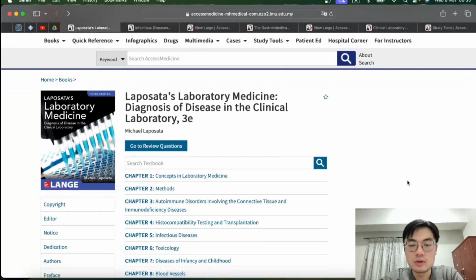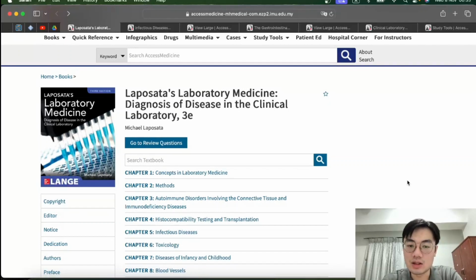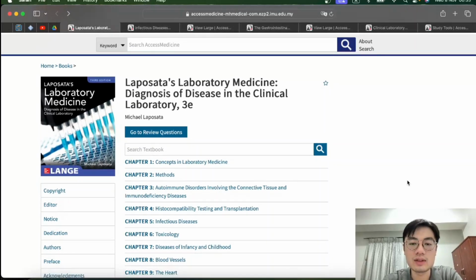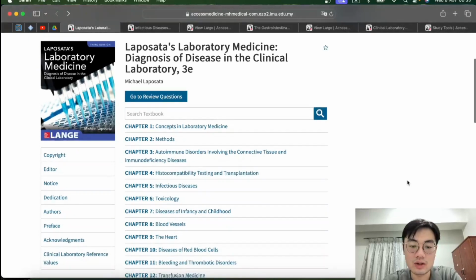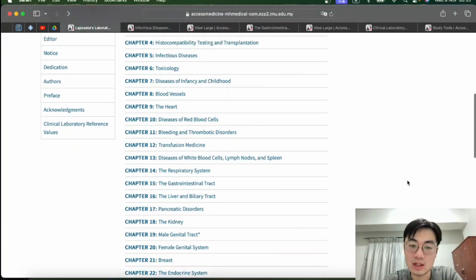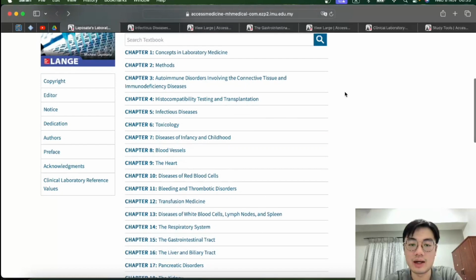So what does this book talk about? As you can see in the title itself, it mostly gives ideas about the laboratory diagnosis tests that we can do for specific diseases. There are actually 22 chapters and each chapter is divided by system. So for example, diseases of the respiratory system, it will list down all the various diseases and then you will get the diagnostic tests for the specific diseases.